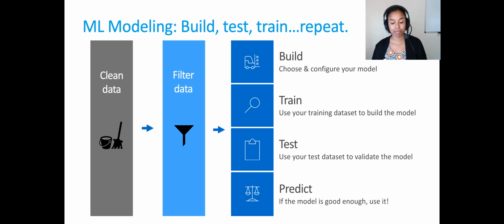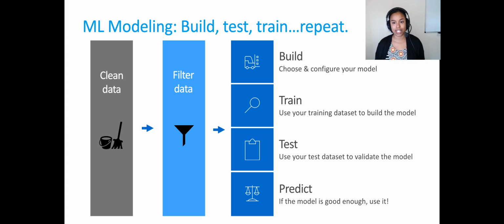Then you would move on to filtering data. In that step, you would choose the data from your data set that you want. You might not need all of the different columns and rows that are available in that data set. So this is a nice way to filter out the specific information that you're looking for.